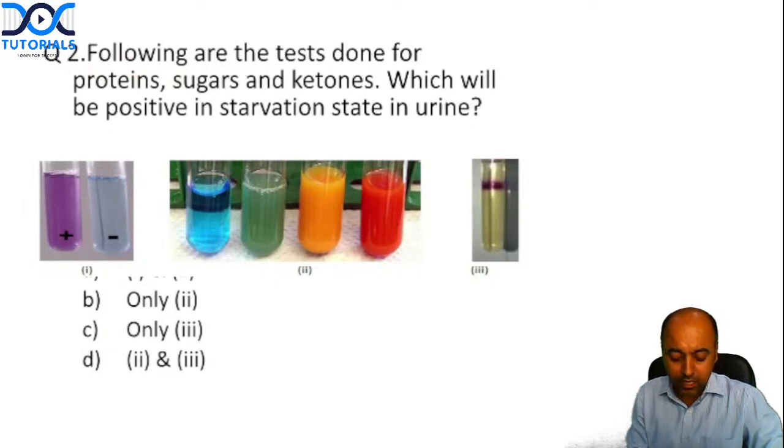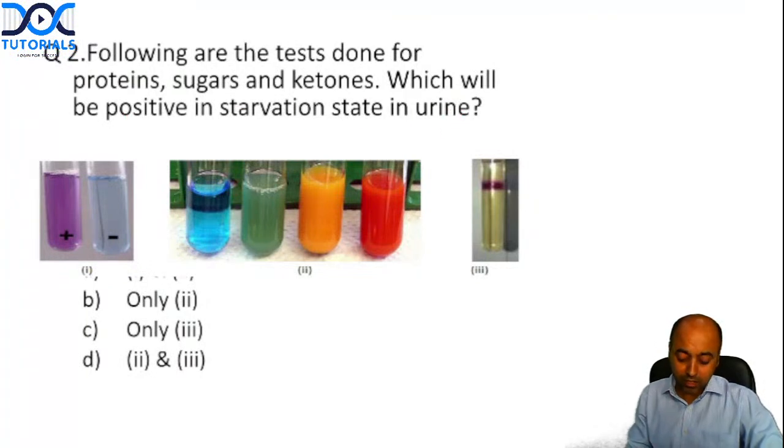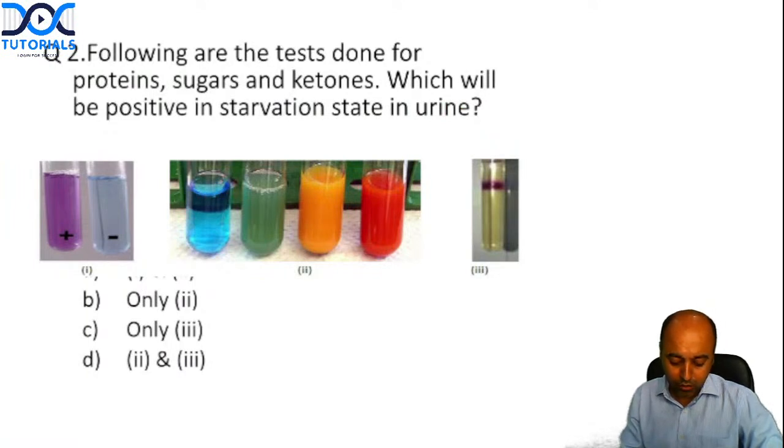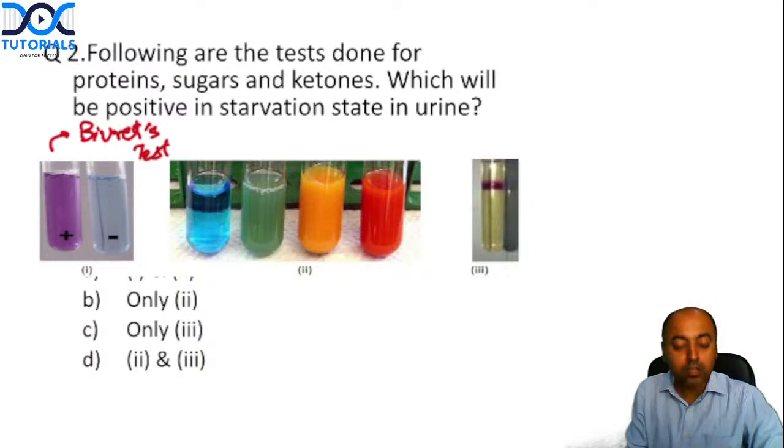The following are the tests done for protein, sugars and ketones. Test 1 for protein, test 2 for sugars and test 3 for ketones. Which will be positive in the starvation state in the urine? You have various options, like only 1 and 2, only 3, and so on, various permutations and combinations. Before we go there, you should be able to identify what tests we are dealing with. Number 1 is for protein. This is the Biuret's test.